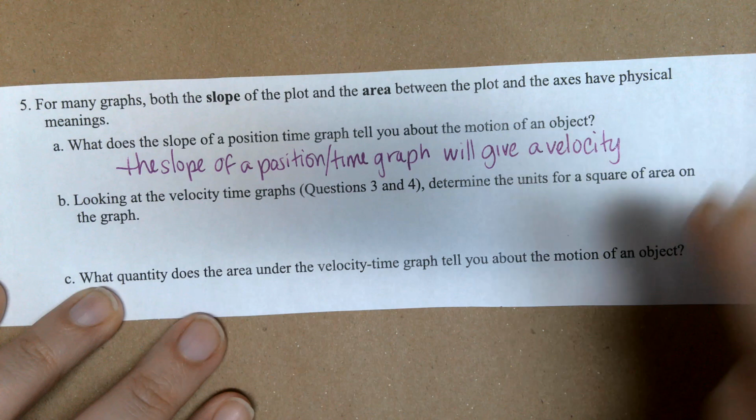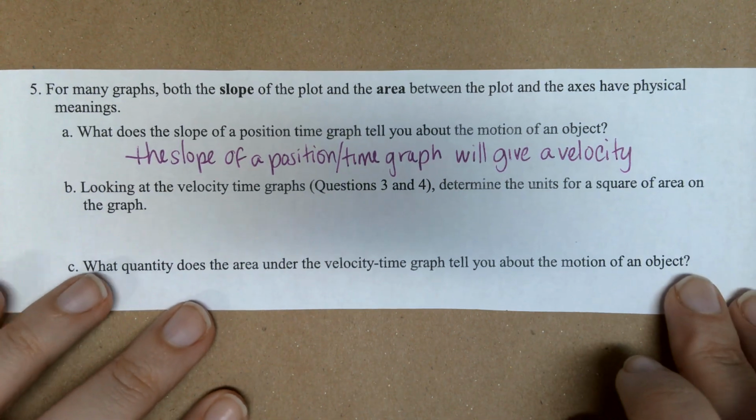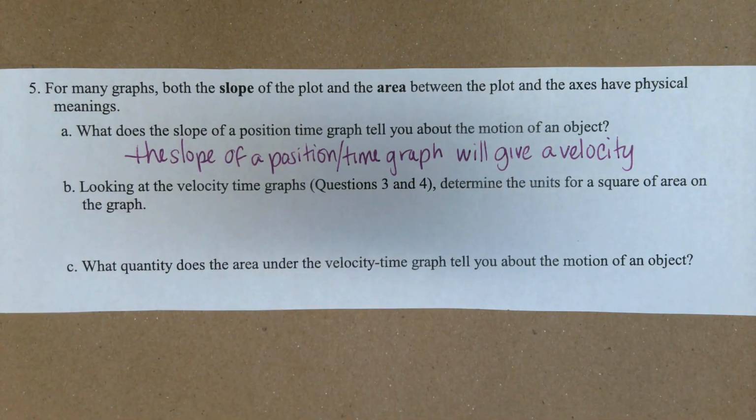And we do that based on the units. That, I think, is pretty easy to understand. Now, this is a little bit trickier. Looking at the velocity time graphs, question 3 and 4, determine the units for a square of area on the graph.